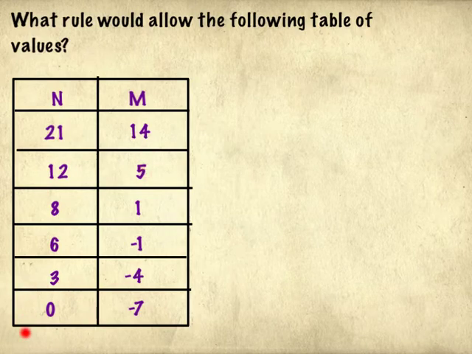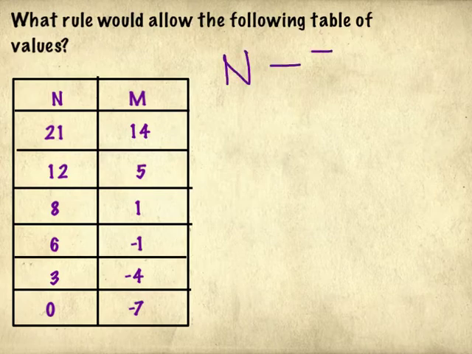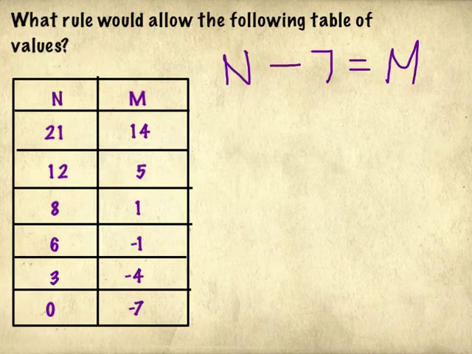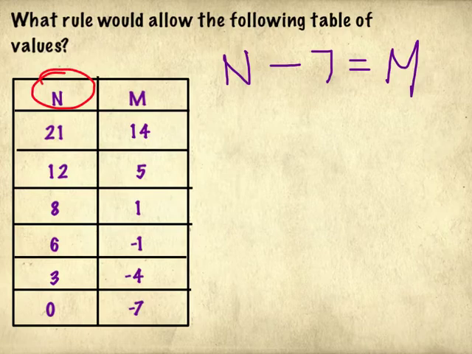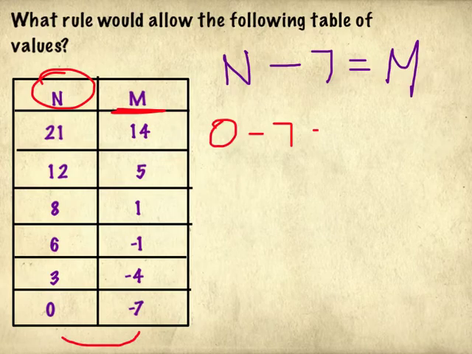Now, if you have a 0 anywhere, that makes it much easier because it's really easy to see the relationship between 0 and -7. So I'm going to guess that the pattern is N take away 7 equals M. So that would mean that whatever value is in N, if you subtract 7, it should give you the value in M. That works for 0 take away 7. 0 minus 7 would be -7. But I'm going to double check that it works for the others.